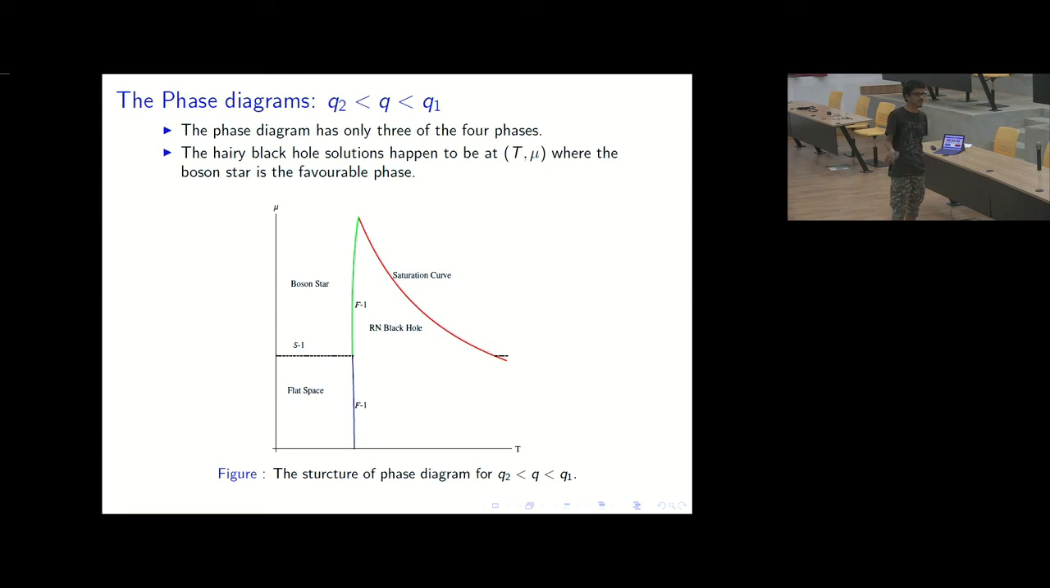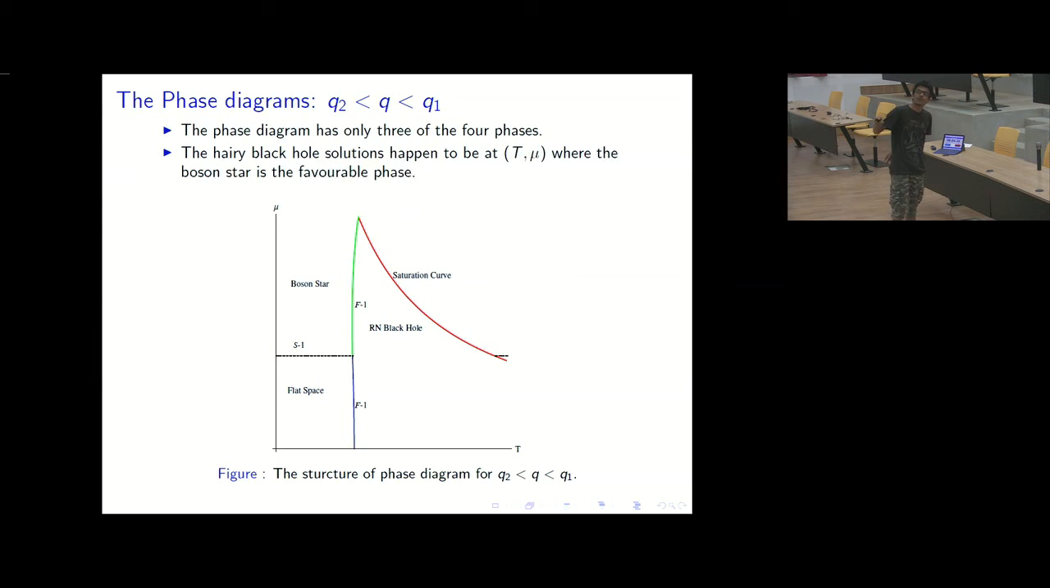next type of phase diagram, where the hairy black hole instability is not happening in a region where the RN black hole in itself is a stable phase. So here we have only three possible phases. So F1, which is the usual Hawking-Page-like transition, is between the boson star and the RN black hole. And this curve goes and eventually hits the saturation curve. And there is no hairy black hole for Q less than 30.